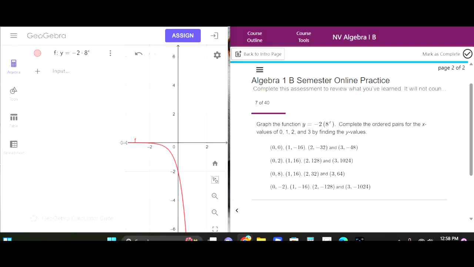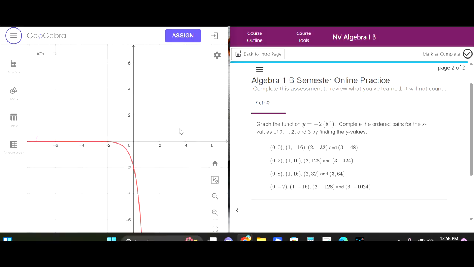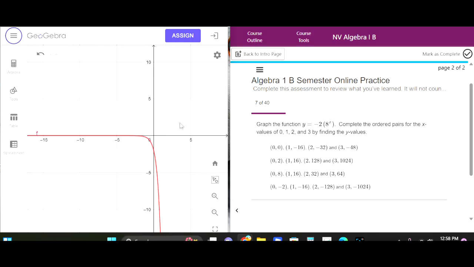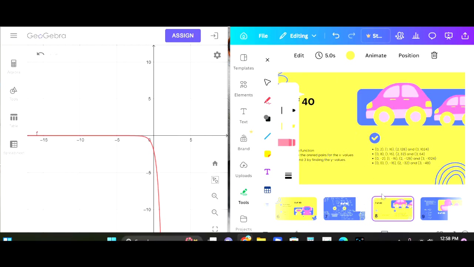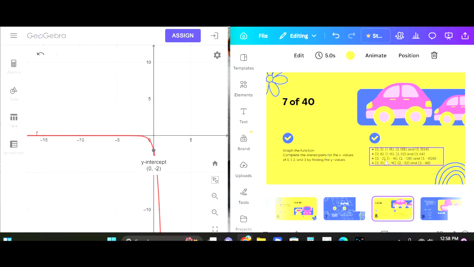And then I'll zoom out here so we can see this. Okay? And it wants to know, complete the ordered pairs for the x values of 0. So at 0, x is equal to 0, y is equal to, it looks like 2. Yeah, negative 2. So 0, negative 2. Hey, look, we have our answer already.